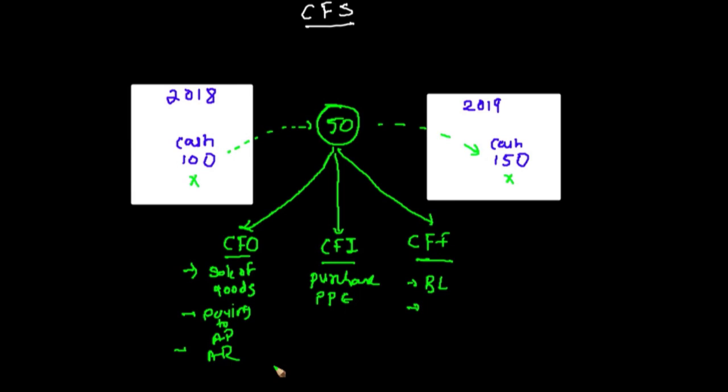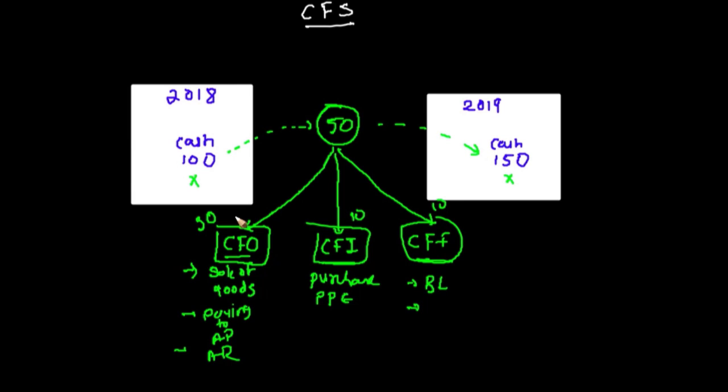So this gives you a good sense of what kind of items we put where. So operations is everything related to your core business. This is with respect to your investments. This is with respect to your financing activities. Now the composition of this 50 could be like this. Let us say that 30 has come from CFO, 10 has come from CFI, 10 has come from CFF. So it's adding up to 50.